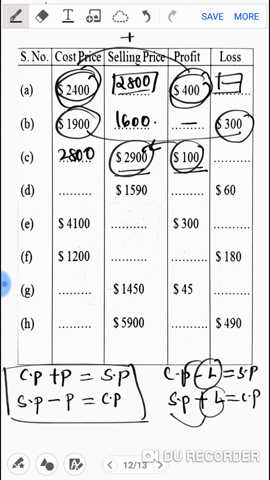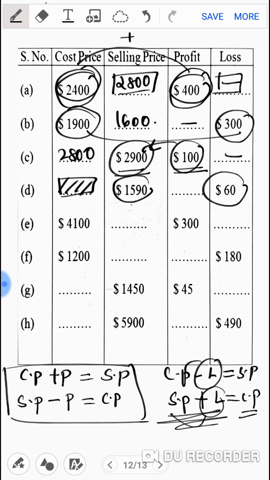So that will be 2800 and loss will be 0. Getting my point clear? Then I have selling price 1590 and loss 60. So selling price plus loss is CP. So I'll add selling price 1590 plus 60 and write it over here. And this will be blank. Either you will have profit or you will have loss. So one of the columns has to be blank. Okay? Next, 4100 is your CP and your profit is 300. So CP plus profit is SP. So you have to add and get the SP here.